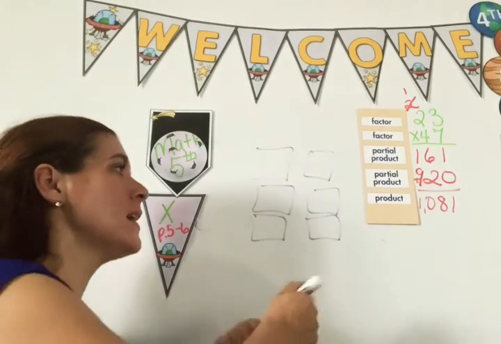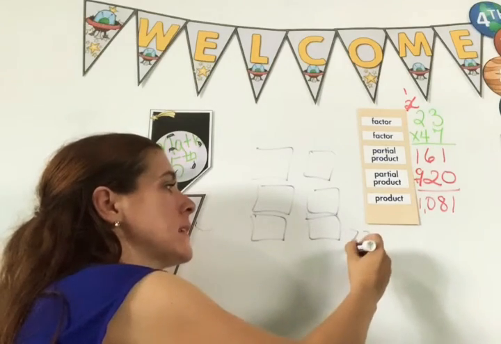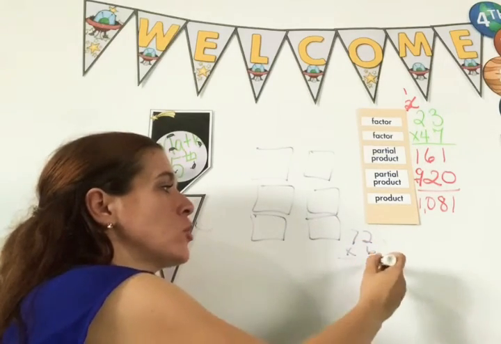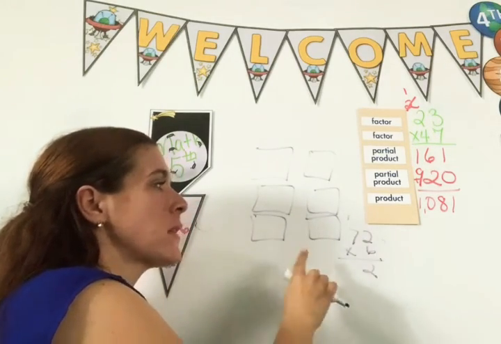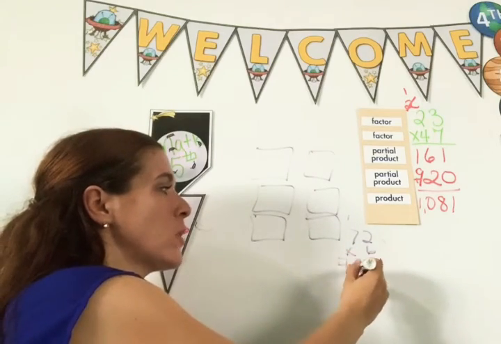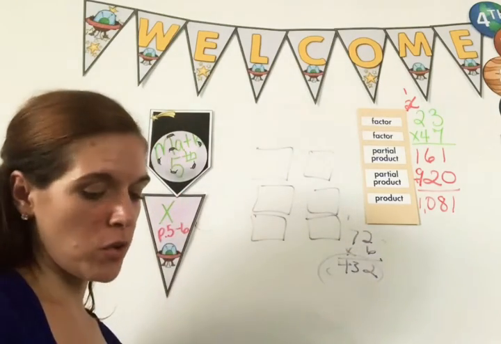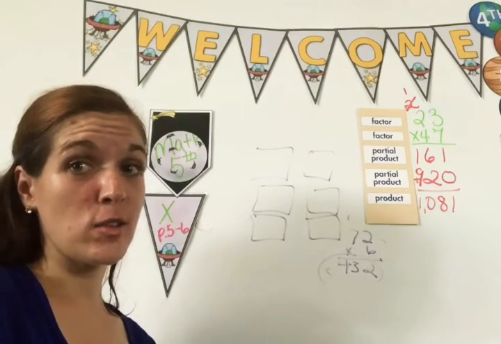Multiply. Okay? 72 times 6. Factor, factor, product. 6 times 2 is 12. 6 times 7 is 42, plus 1 is 43. This girl had 432 cookies. That's a lot of cookies, you guys.